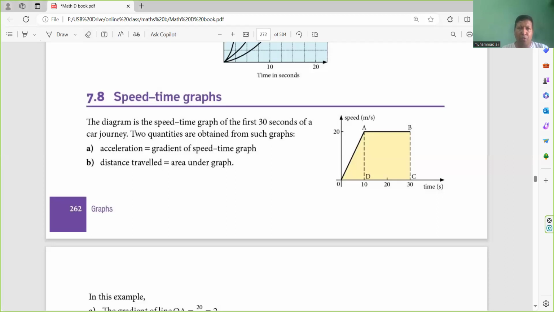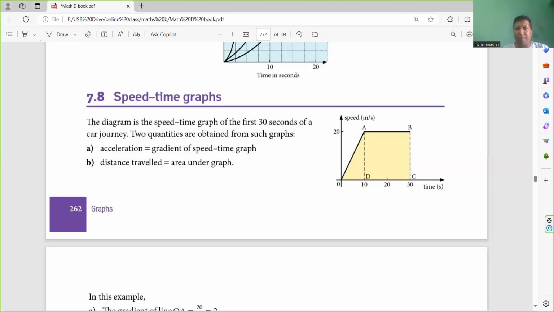Today we will solve some questions from the graph chapter, speed-time graph topic. The diagram is the speed-time graph. Here the vertical axis represents the speed and the horizontal axis represents the time. So the first 30 seconds of a car journey is shown over there.